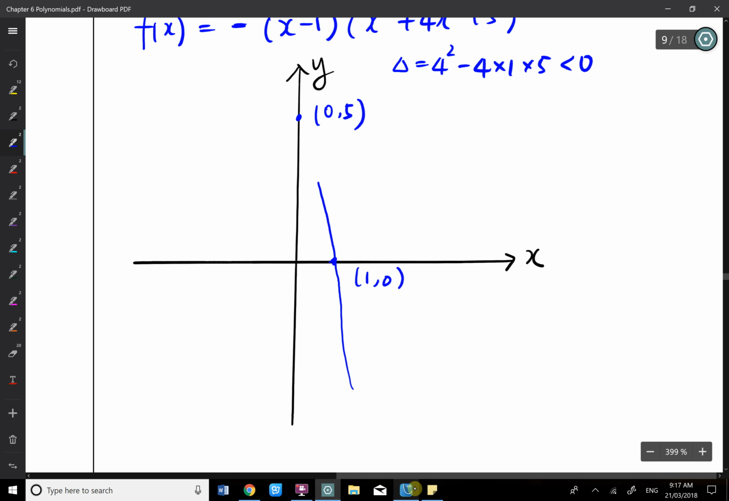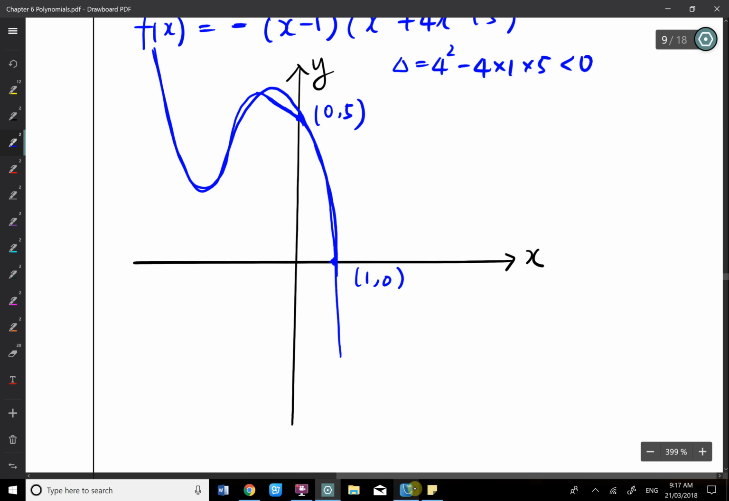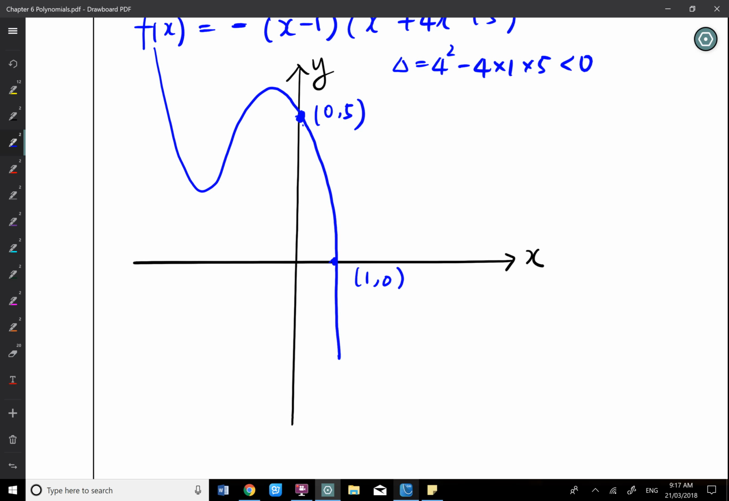Wait, let's draw like this. But you must turn somewhere here. Okay, can you see? You must turn. You want to keep the shape, but at the same time, I only have one x-intercept, so you can't go like this. Can't go down and then cut the x-axis. So you must turn. You still have the same shape, and you want to satisfy there's only one x-intercept. Can you see? You will turn somewhere in the middle, in the air. Okay, not touch the x-axis at all.